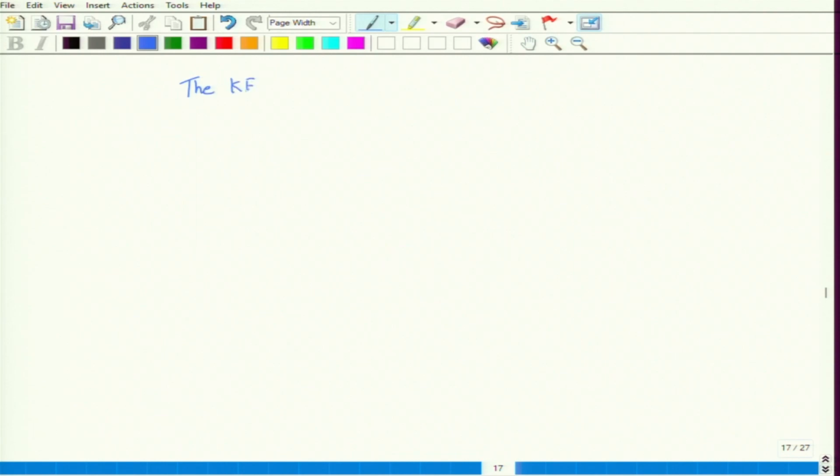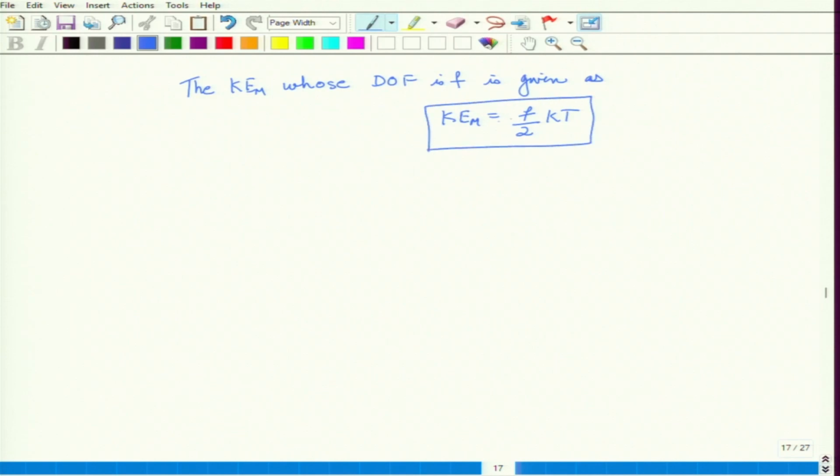The kinetic energy of a molecule whose degree of freedom is F is given as F by 2 kT. So that is of one molecule.